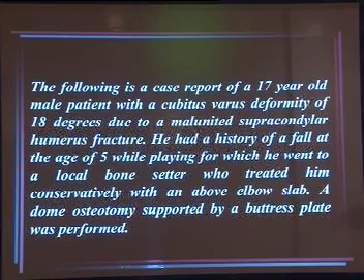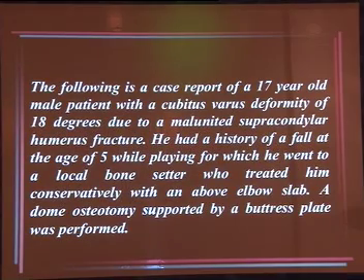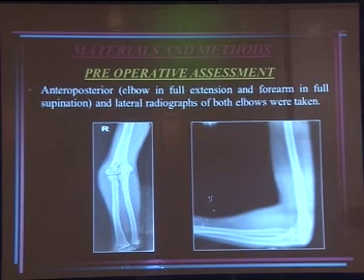The following is a case report of a 17-year-old male patient with a cubitus varus deformity of 18 degrees because of a malunited supracondylar fracture of the humerus. He had a history of a fall at the age of 5 while playing, for which he went to a local bone setter who managed him conservatively with an above elbow slab. A dome osteotomy supported by a buttress plate was performed.